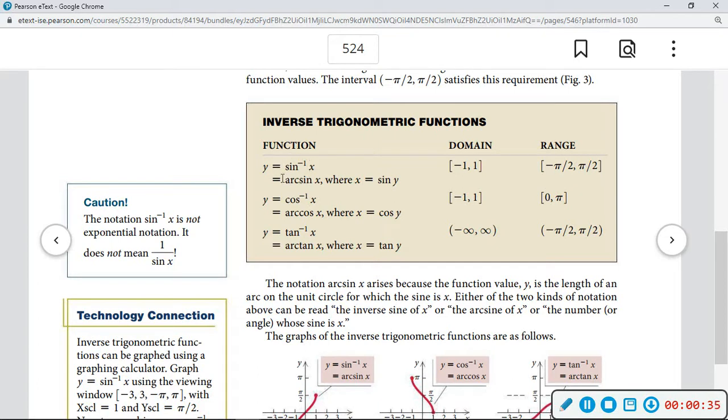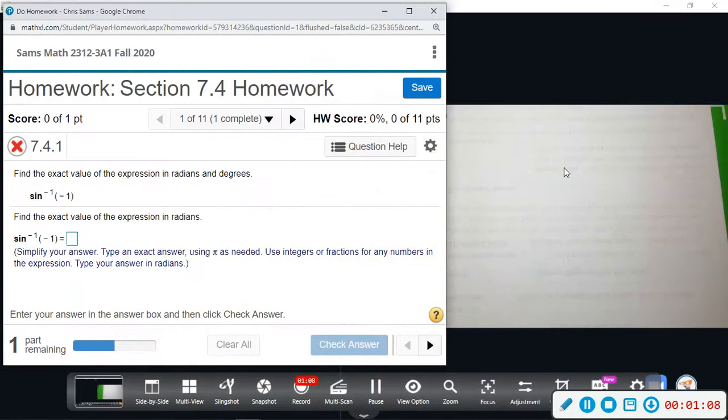So for inverse sine, also known as arc sine, the range, the y values that we're looking at, are between negative pi over 2 and pi over 2, including it because it has square brackets. With cosine, it is 0 to pi, and with tangent, it is from negative pi over 2 to pi over 2, and the endpoints are not included here. Alright, so we're going to be using these restrictions to solve the problem. So just keep note of that.